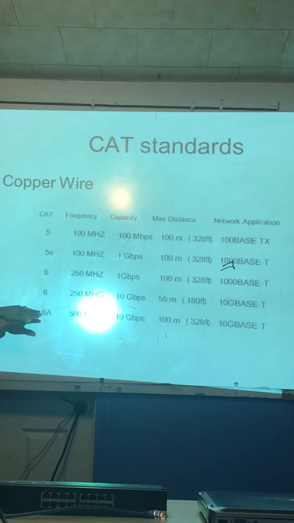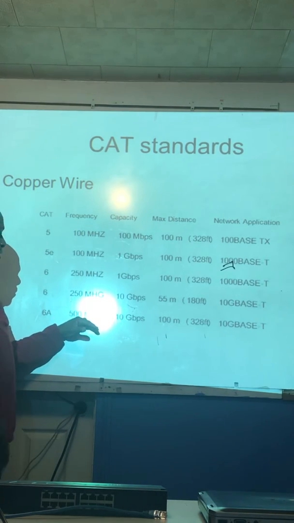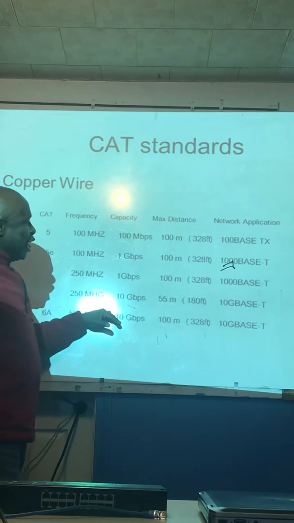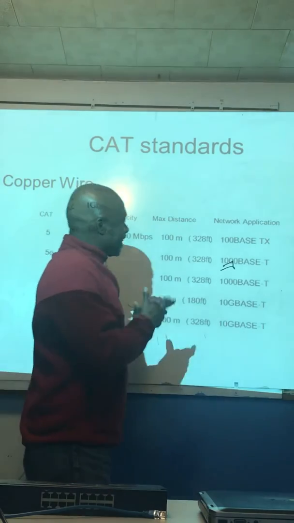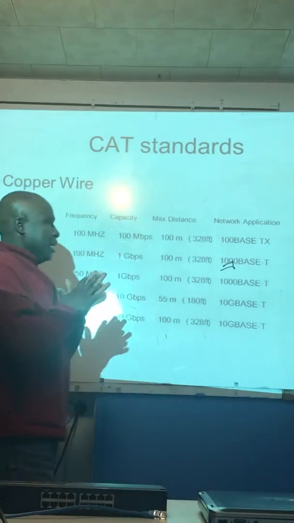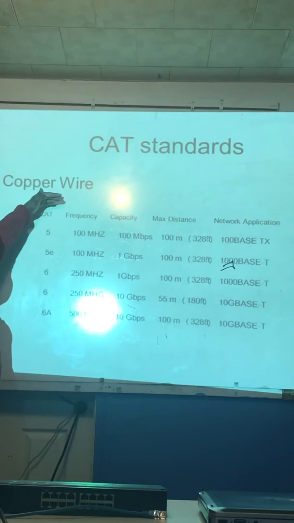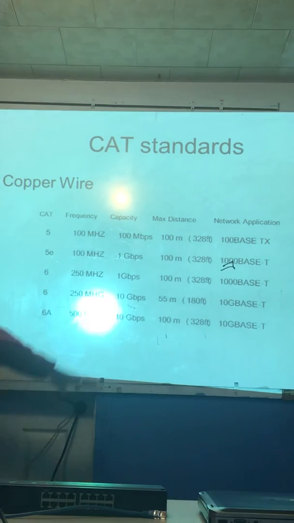However, the one that supports 10 gigabits per second can go only not longer than 55 meters. And we have the 6A that supports up to 500 megahertz, and this one is 10 gigabit per second, and can go up to 100 meters. So the 10 gigabits, they call it 10GBase, and it is still using twisted pair. So all of them are cables that can be used on an Ethernet standard network.